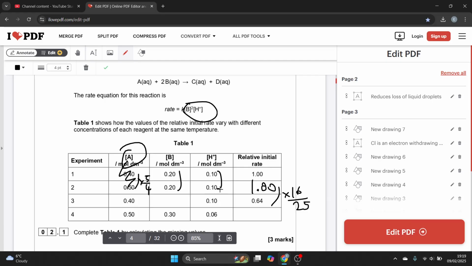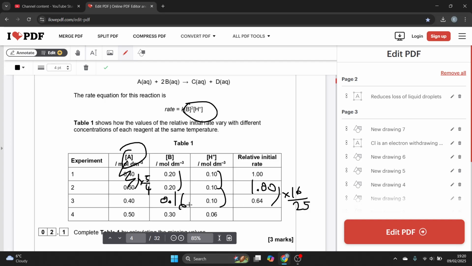The concentration of H plus stays the same. A, I don't care, it's not even in the rate equation, so it's only B. Well, with B, it's squared, so it's going to be the square root of 16 over 25, which is, no, sorry, it's going to be 16 over 25. Yeah, the square root of that is 4 over 5, and then 0.20 times by my answer, 0.16.